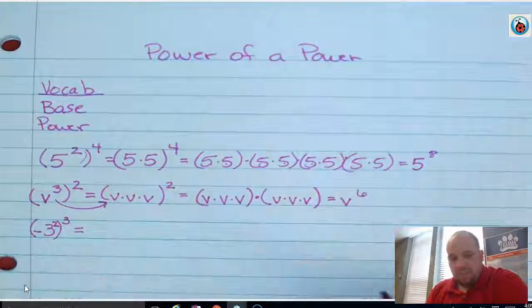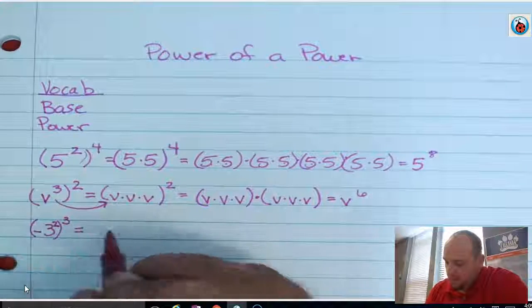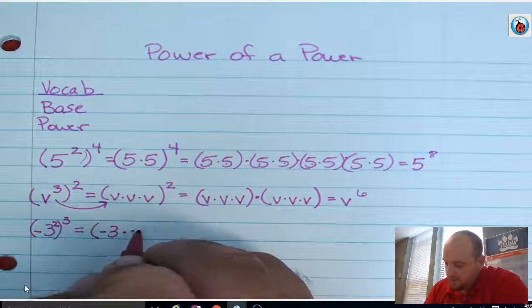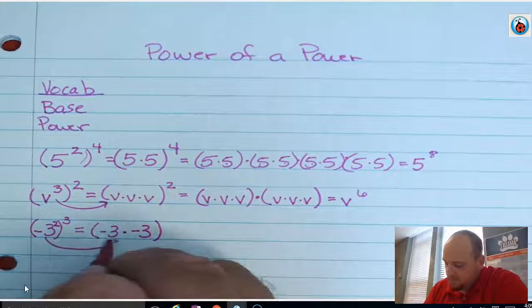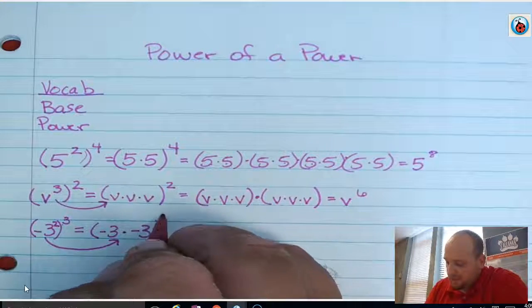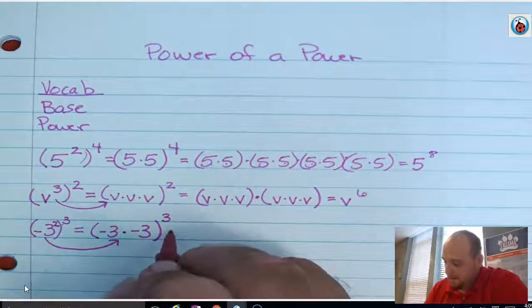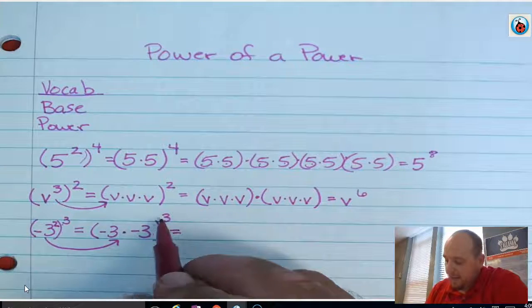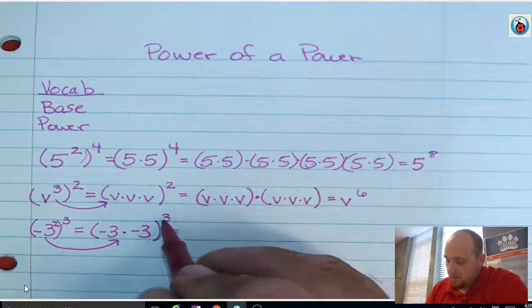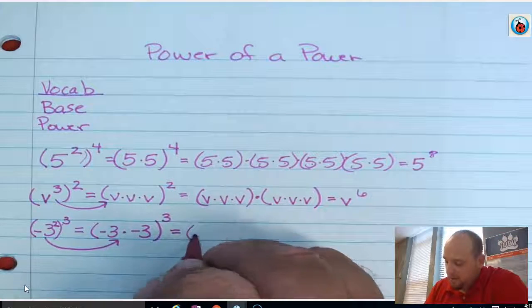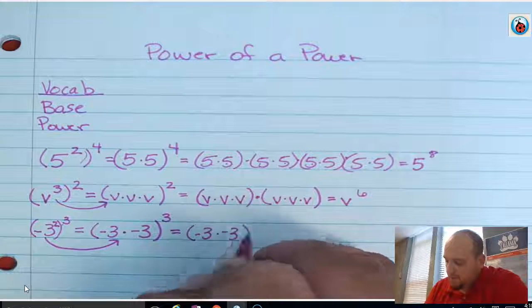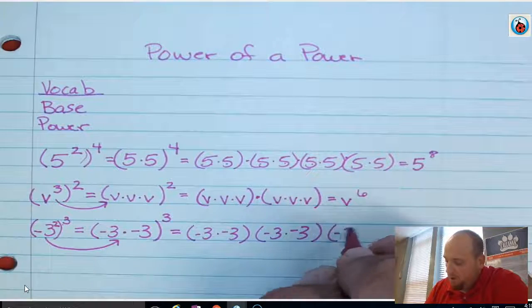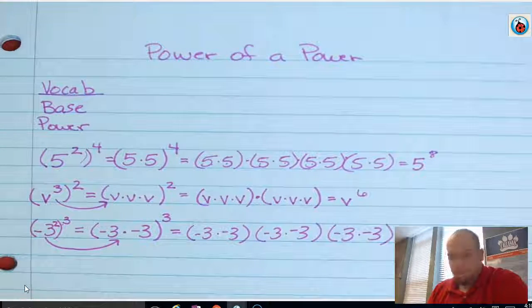So I'm going to first look at what the inside of the parentheses means. It really means I have negative 3 to the 2nd power, so inside the parentheses it really means negative 3 times negative 3. I'm going to keep that 3 exponent on the outside. So now I have negative 3 times negative 3, and I need to raise that to the 3rd power. So how many groups of negative 3 times negative 3 do I need? 3, because it tells me right there. So I'm going to write negative 3 times negative 3, negative 3 times negative 3, and one more group of negative 3 times negative 3.